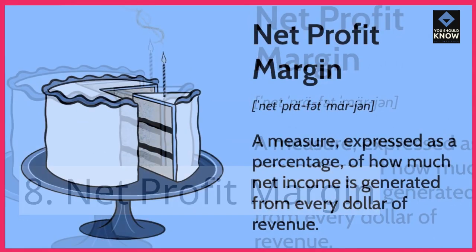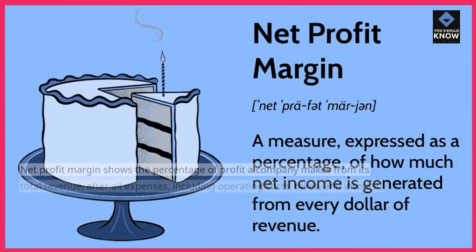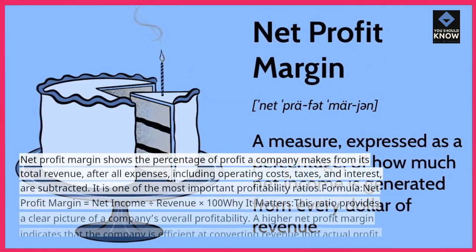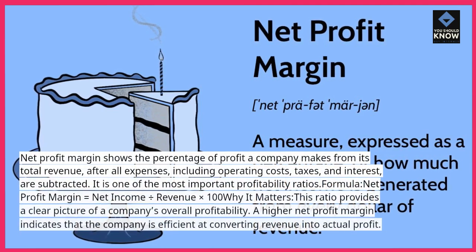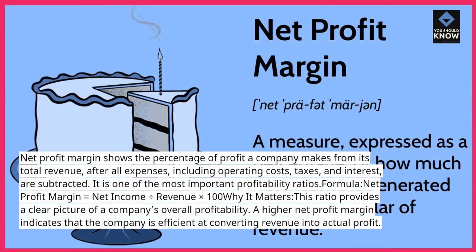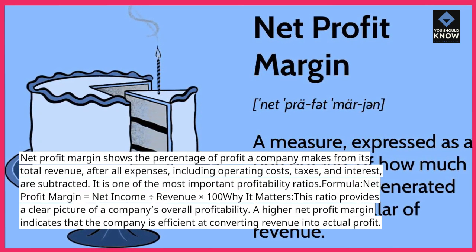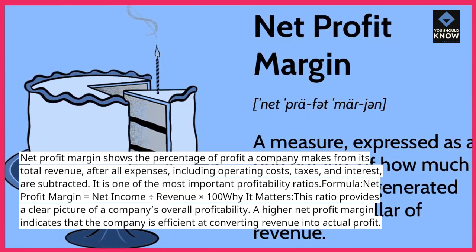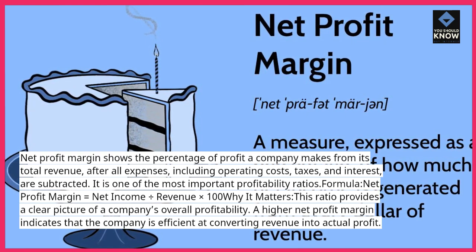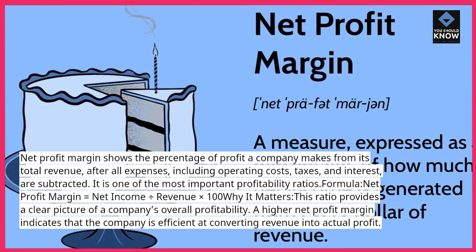8. Net profit margin. Net profit margin shows the percentage of profit a company makes from its total revenue, after all expenses, including operating costs, taxes, and interest, are subtracted. It is one of the most important profitability ratios. Formula: net profit margin equals net income divided by revenue, times 100.